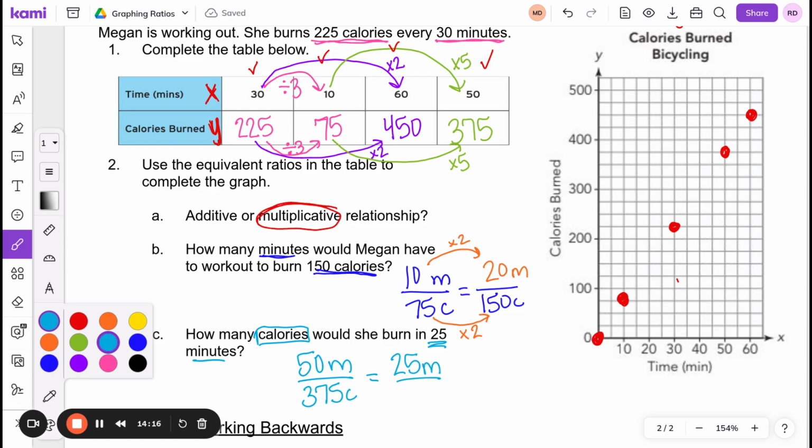To turn 50 into 25, we got smaller, so we're dividing. We're going to divide by 2. Whatever you do to the top, you do to the bottom. So we have 375 divided by 2, which gives us a nice decimal answer of 187.5 calories.